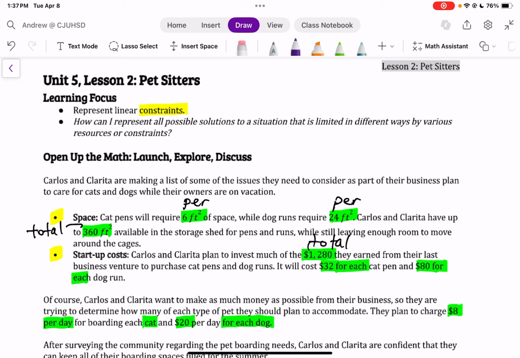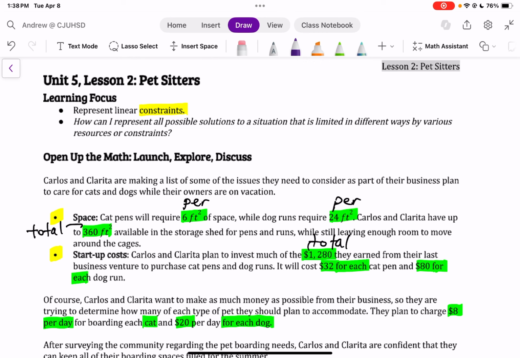So in our story about Carlos and Clarita, they're going to hold cats and they're going to hold dogs, kind of like a dog hotel or dog-cat vacation. They are limited by space and how much money they have. Those are their constraints.